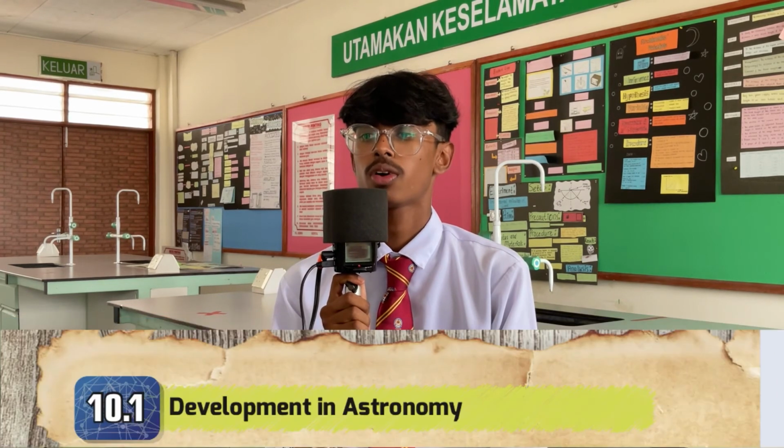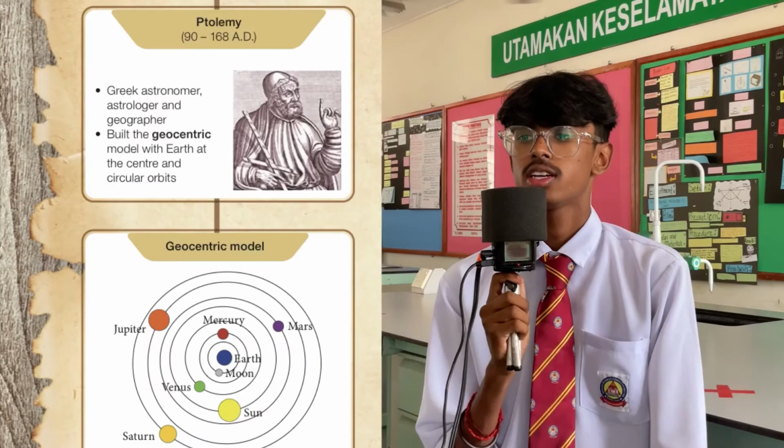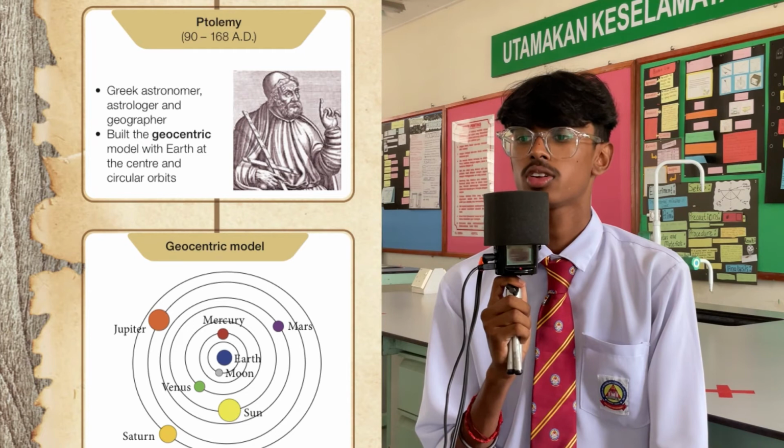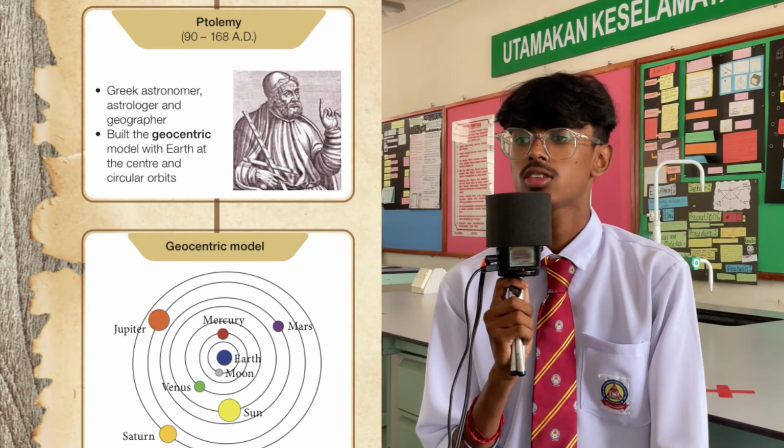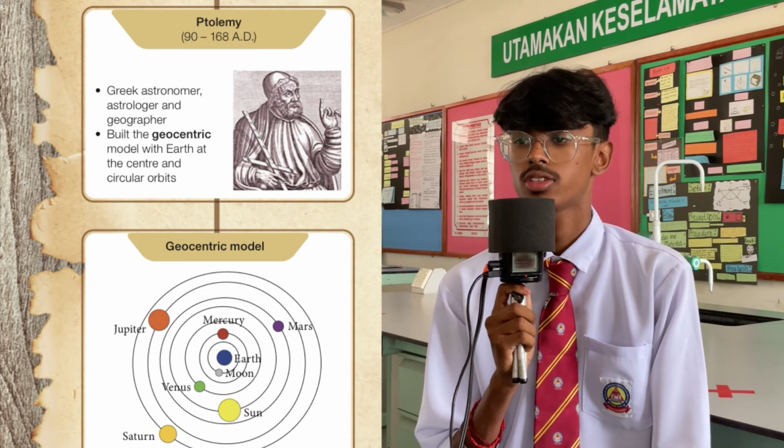Chapter 10: Space Exploration. 10.1 Development in Astronomy. Historical development of the Solar System model. Ptolemy, 90 to 168 AD, was a Greek astronomer, astrologer, and geographer. He built the geocentric model with Earth at the center and circular orbits.